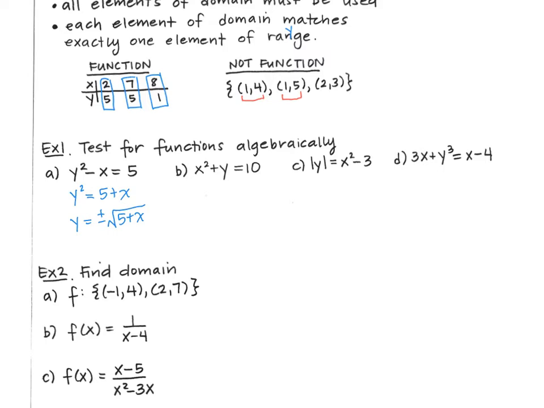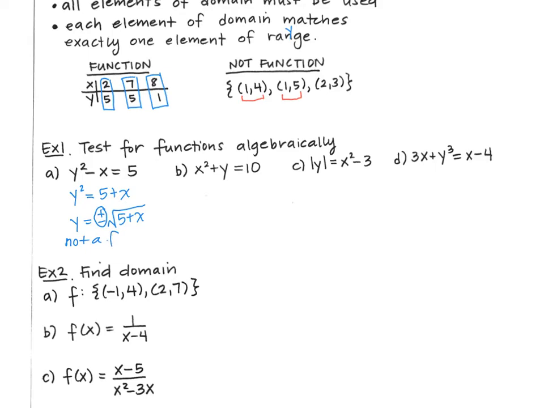What I want to see is, for each x value, is there one unique y value? For this particular one, let's say I plugged in an x value of 4. 4 plus 5 is 9. The square root of 9 is 3. So I would get y equals plus or minus 3. That means if I plug in 4, I get (4, 3) and (4, negative 3), which means it cannot be a function because the same x value maps to more than one y. I could have also noticed that because there's a plus or minus in front here, and that's telling me it's not going to be a function.